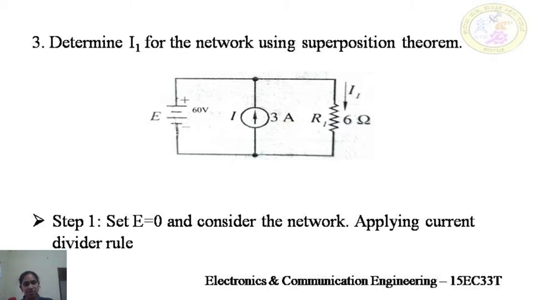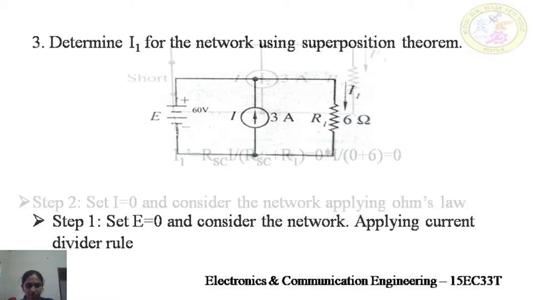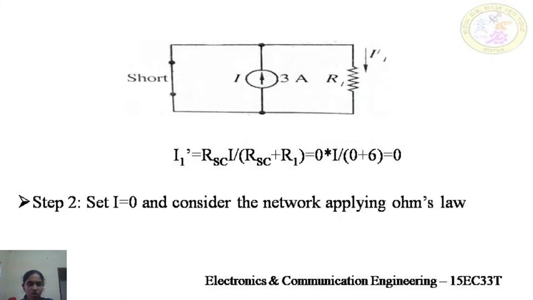Consider another example. Determine I1 for the network using superposition theorem. Consider this network. It has two sources. One is voltage source and another one is current source. In step 1, set E is equal to 0 and consider the network. Applying current divider rule, we can obtain the current flowing through resistor R1 using current division rule.